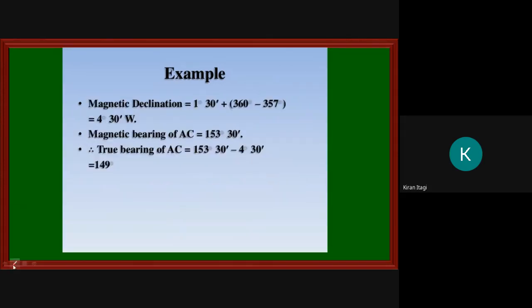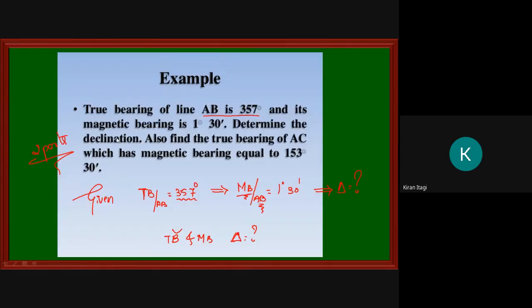See here, magnetic bearing 1 degree 30 minutes. True bearing is there. Just subtracting, you will get 4 degree 30 minutes. Very good. Now the second part.